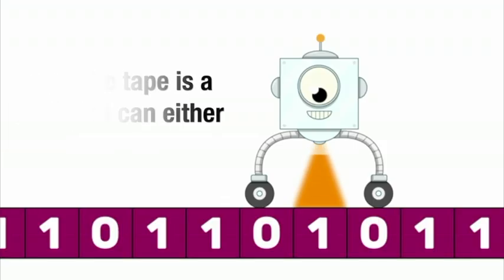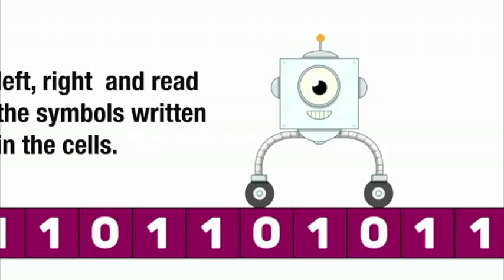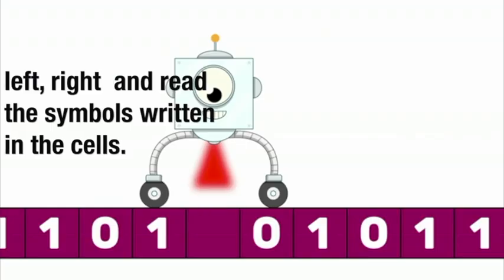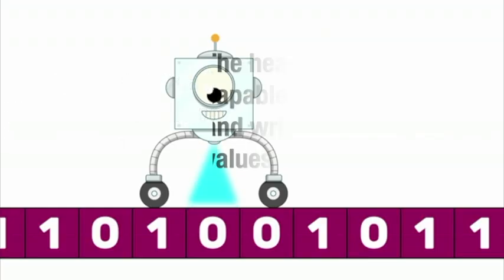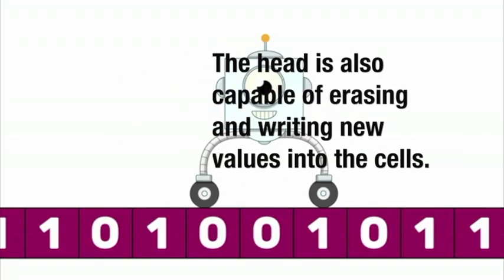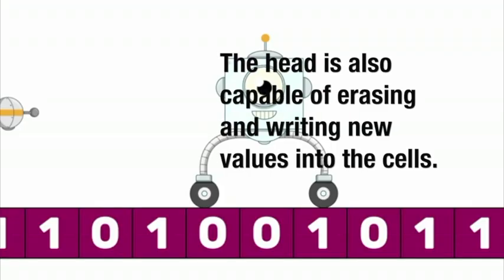Above the tape is a head that can move left, right and read the symbols that are written on the tape. The head is also capable of erasing and writing new values into the cell.